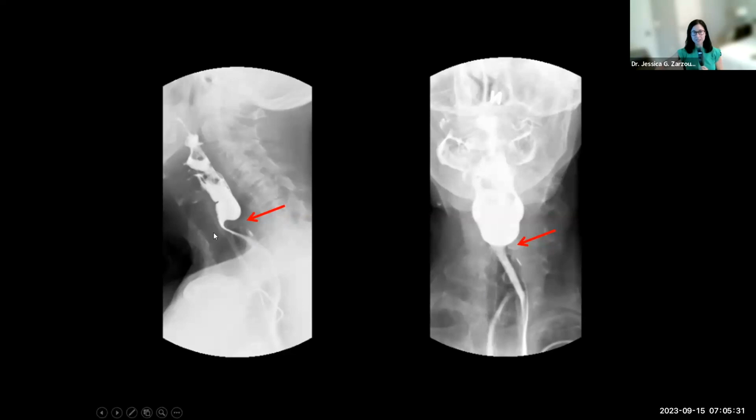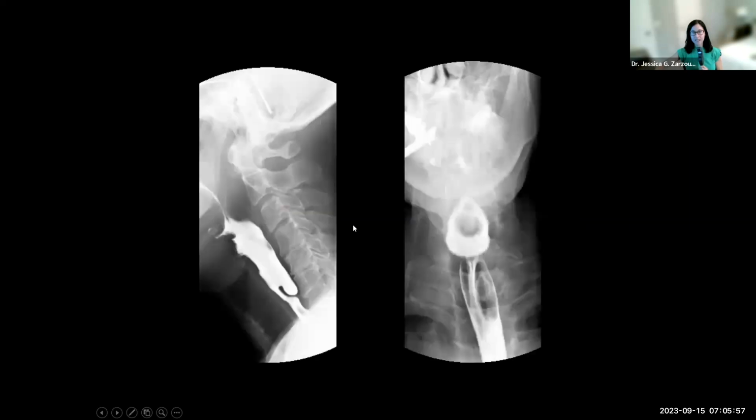You can see this jet of contrast coursing through this narrowed segment here in the lateral and on the AP images. When we see this contrast jet in our barium swallows, it's more indicative of a tight stricture. When this cricopharyngeus doesn't relax appropriately, over time it leads to this outpouching here, superior and posterior to the cricopharyngeus, and can lead to development of a Zenker's diverticulum.